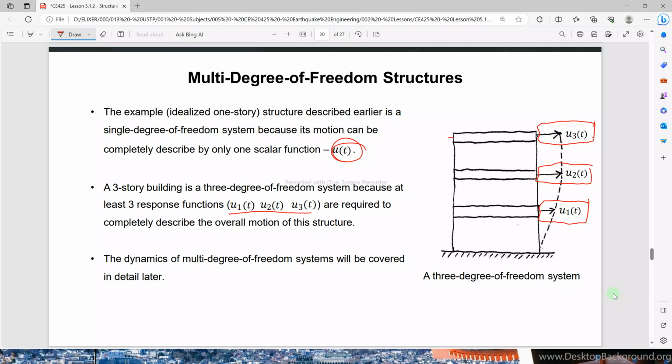Since it is a three-story building, each story has its own lateral displacement as a function of time, per story or per floor. So to describe its overall motion, we need at least three response functions. That is why it is called a multiple degree of freedom structure. So the dynamics of MDOF, this is an MDOF system.